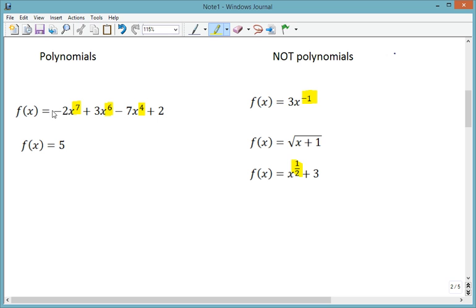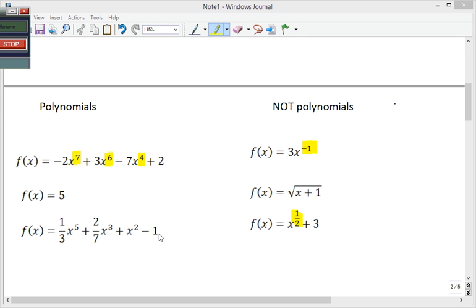A polynomial has only exponents that are whole numbers. That means 0, 1, 2, 3, 4, 5, and so on. No negatives, no fractions, no variables in the denominator. Now this function is a polynomial. So even though there are fractions in it, they are not the exponents. Okay, so this would be a polynomial. All of these polynomials have all real numbers for their domains.